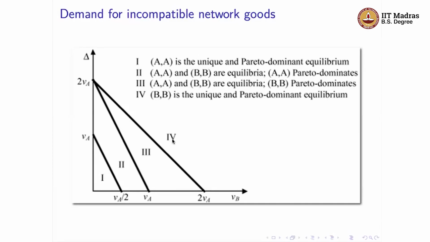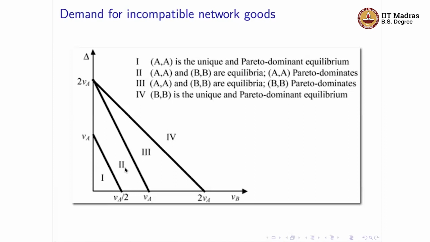Similarly, in region 4, the prediction is that BB is the unique Nash equilibrium, okay? And it's also the equilibrium which is Pareto dominant, in the sense that it gives the highest welfare to all the participants in the society, right? But in regions 2 and 3, you encounter a more interesting situation where you have the phenomenon of multiple equilibria. So in both region 2 and 3, both AA and BB can be equilibria, right?